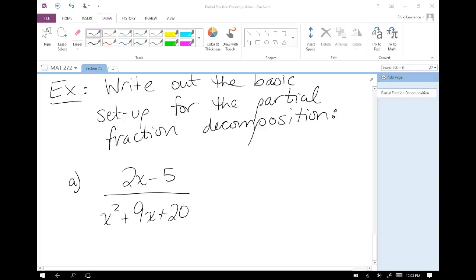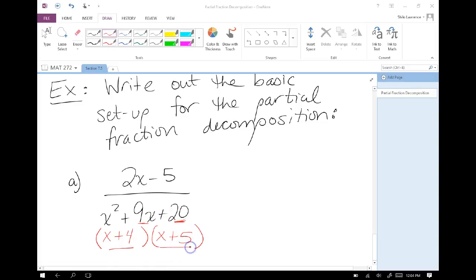The first step is always to factor your denominator. The factors of your denominator are going to tell you what your new, smaller denominators are going to be. So we have to be able to factor this guy. It's a quadratic, so it's most likely going to factor into two linears. We're looking for two numbers that multiply to be 20 and add to be 9. That's going to be x plus 4, x plus 5.